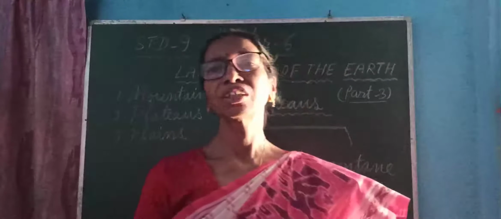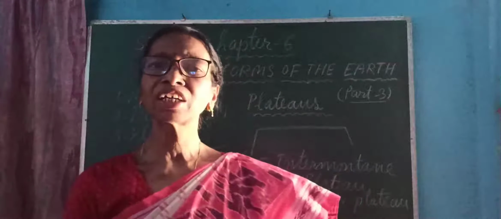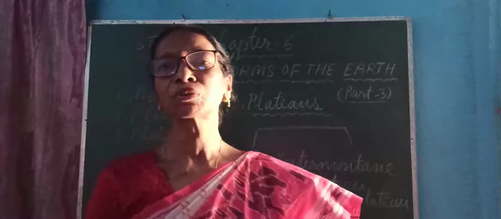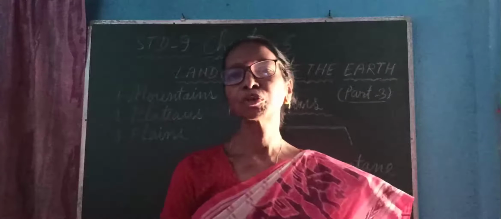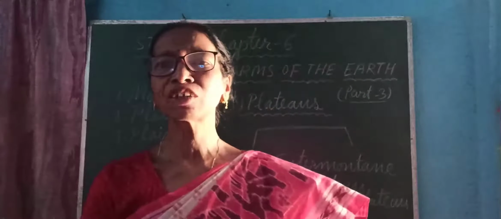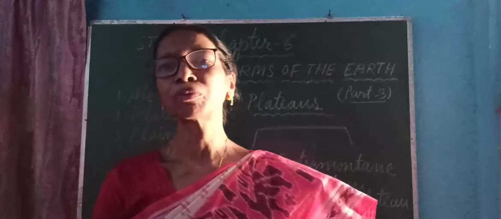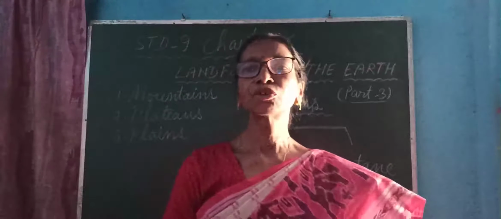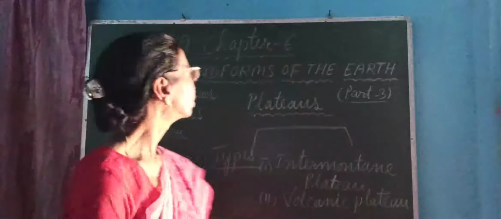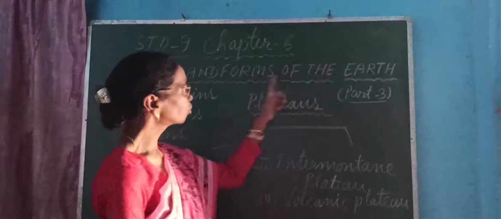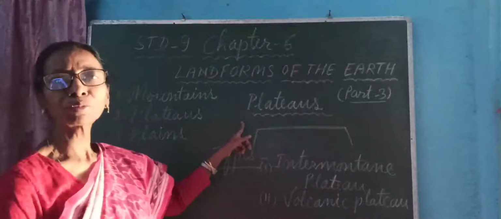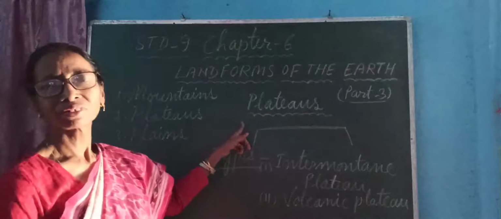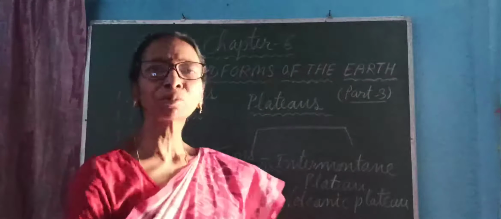In geography, you are learning about different landforms found on the surface of the earth. Through the previous video, you have already studied the main landform, that is, the mountains. Today you are going to learn Chapter 6, Landforms of the Earth, Part 3, in which you are going to learn about the plateaus. What do you mean by plateaus?